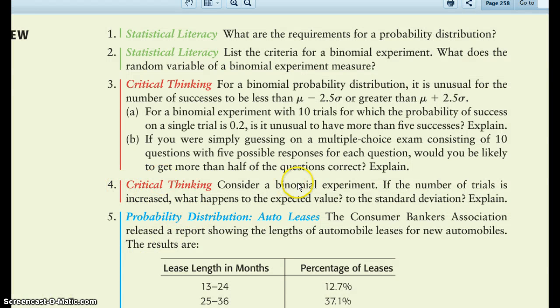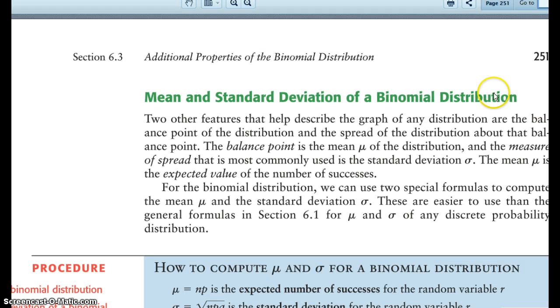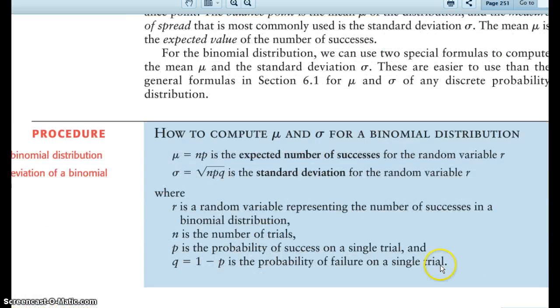You might be able to come up with the answer for 4 just by thinking about it if you've read through 6.2 and 6.3. But also look at page 251. You'll see some formulas that talk about the expected number of successes and the standard deviation that can shed some light on number 4 as well.